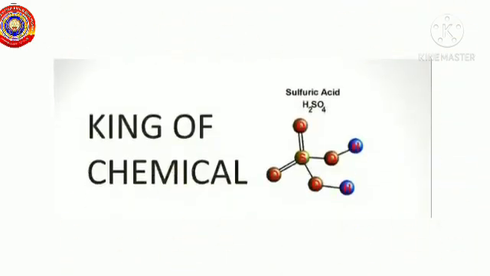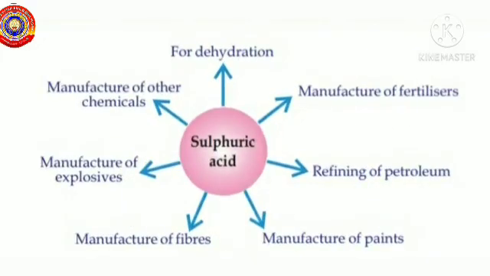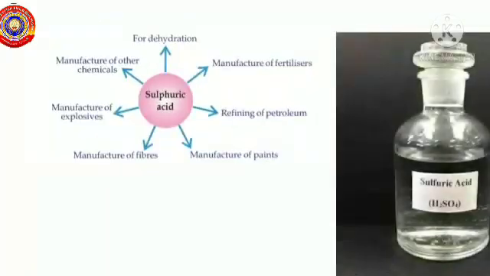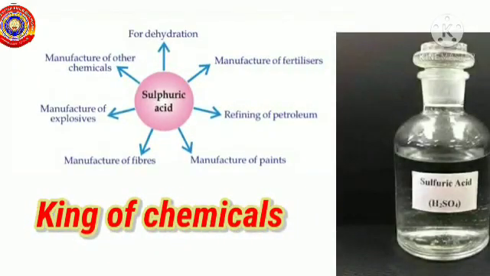So let's begin. Sulfuric acid, known as the king of chemicals, is a chemical of utmost importance in all industries. Now let's learn about the various uses of sulfuric acid. Sulfuric acid is used in almost all industries. It is used for dehydration, manufacture of fertilizers, refining of petroleum, manufacture of paints, fibers, explosives, and other chemicals. This is why sulfuric acid is called the king of chemicals.